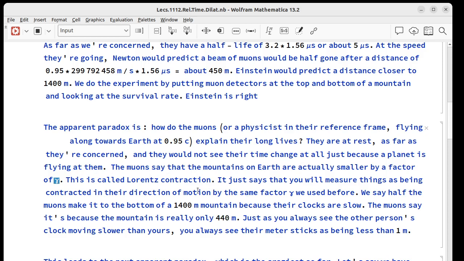So things in the direction you are traveling, or the length of something in its direction of travel towards you, is contracted by this same factor gamma that we used before. So we say the muons make it to the bottom of the mountain because their clocks are slow, but the muons say it's because the mountain is really very short. So just as you always see the other person's clock moving slower than yours, you always see their meter sticks as being less than 1 meter long.